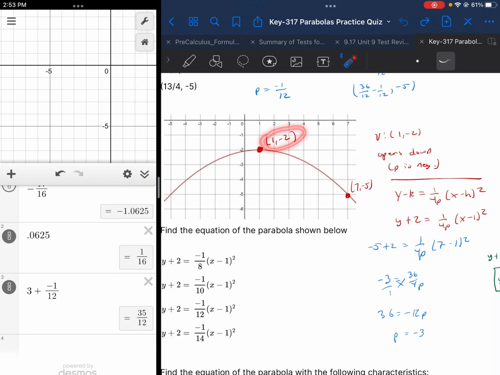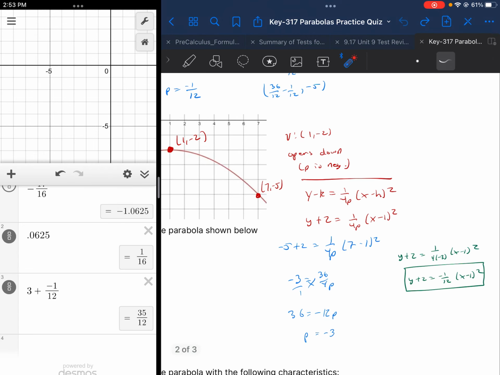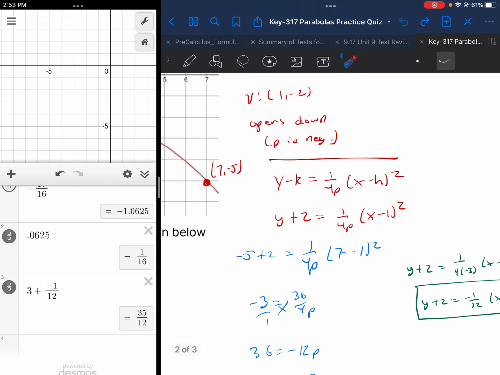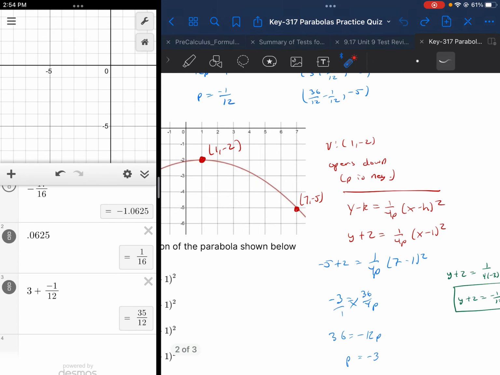But real quick, I want to talk about making sure that you don't use the vertex. Because if you use the vertex, watch what it does to the equation. If I use 1 to be my x and negative 2 to be my y, well, over here on the left side, you would get 0. Over here on the right side, this would give you 0 squared. And 0 squared is 0. And 0 times this thing is going to be one big 0. You would get 0 equals 0, and you'd gain no information because everything zeroes out. So if you use the vertex, you're just going to get 0 equals 0. You gain no information, and you still won't know what p is.